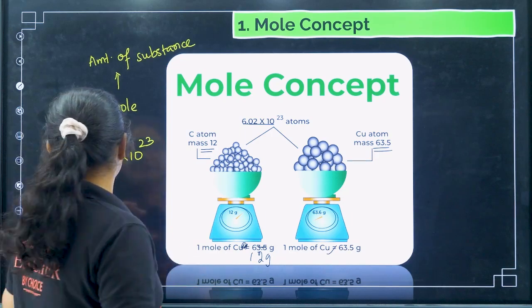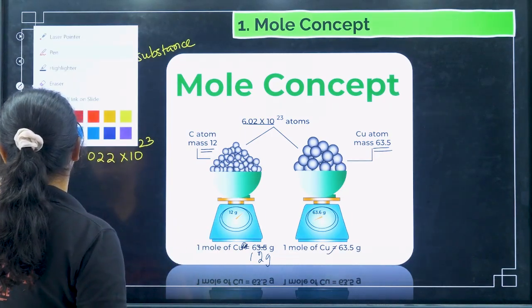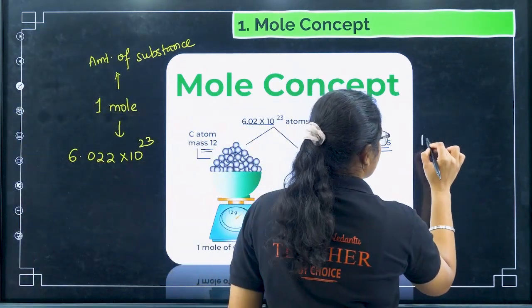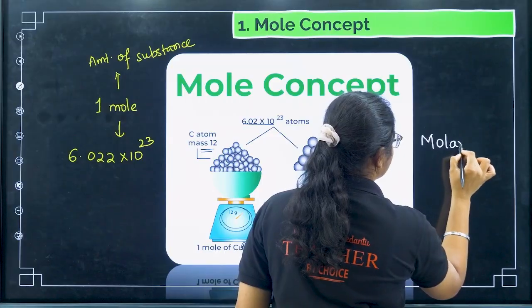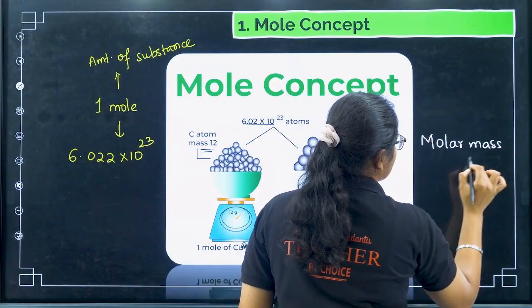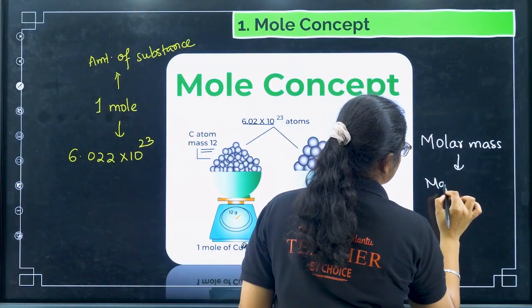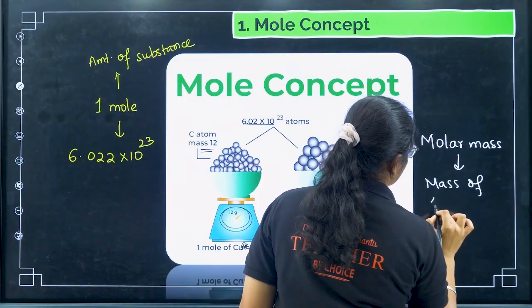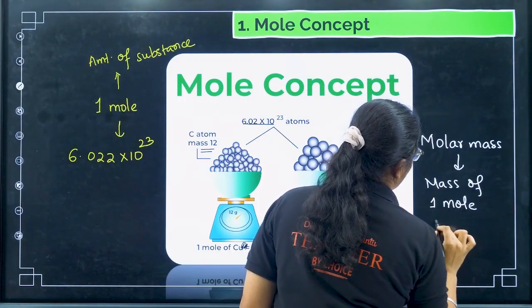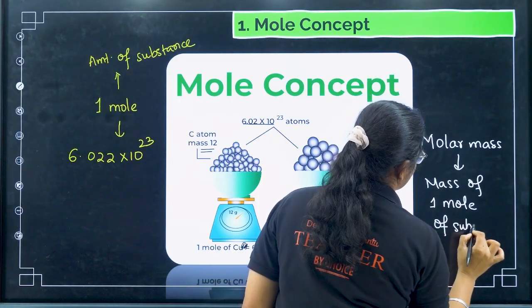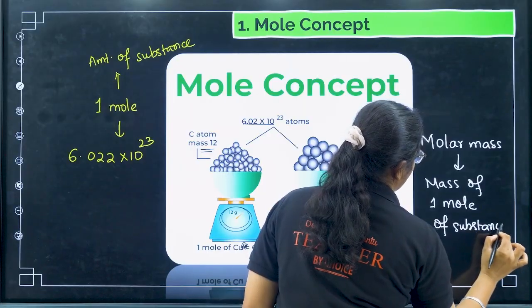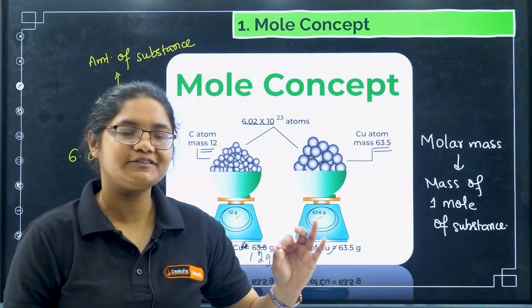Now let's understand it. What is molar mass? Molar mass, the next term that I need all of you to understand, is molar mass. Now molar mass is the mass of 1 mole of a substance.